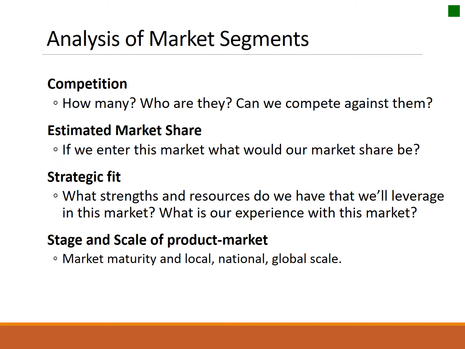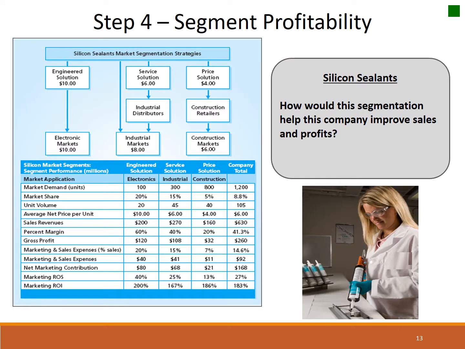Getting back to the profitability notion, here's an example of a B2B company called Silicone Sealants. Basically, they have 3 different market segments that they've looked at. One would be industrial distributors, one would be an electronics market for their product. The last one would be the construction market. For the industrial distributors and the construction market, there's an intermediary that they work through.